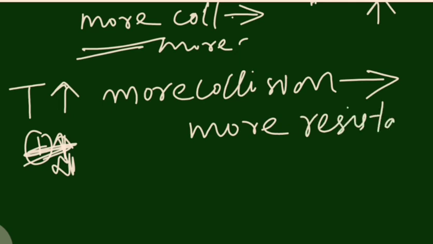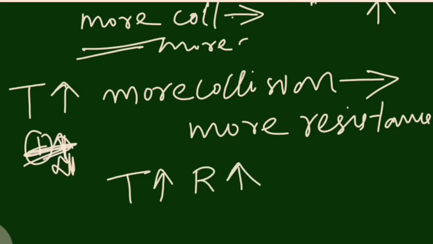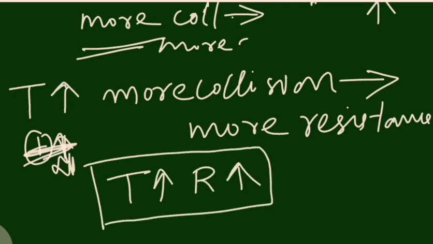Okay, so temperature increases means resistance will also increase. So that is the relationship between temperature and resistance. They are also directly related. Temperature increases, then resistance will also increase. So these are the factors affecting the resistance.